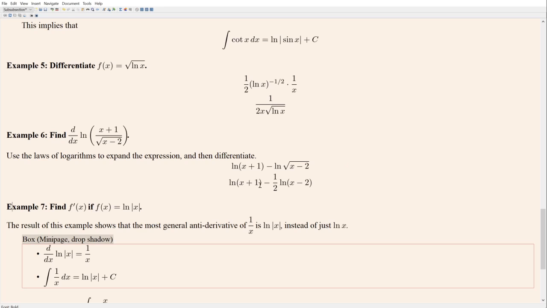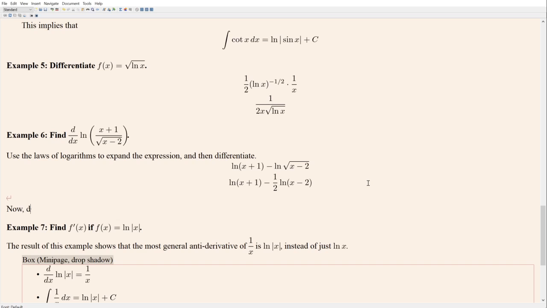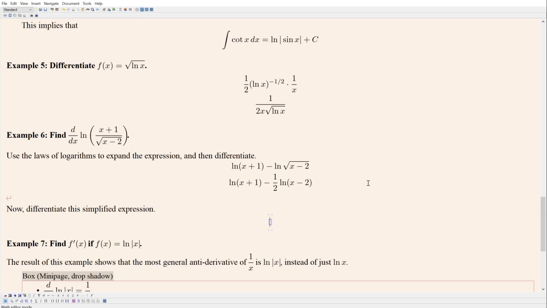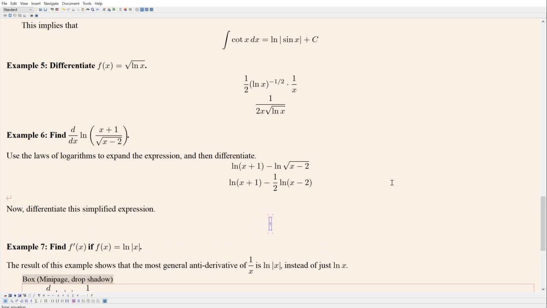Okay, alright. Successfully expanded. Nothing else we can do. This sum, no laws of logarithms for that. This subtraction, no laws of logarithms for that. So this is as simple as we can get it. So now differentiate this simplified expression. The derivative of log x plus 1 is the derivative of x plus 1, which is 1, over x plus 1.